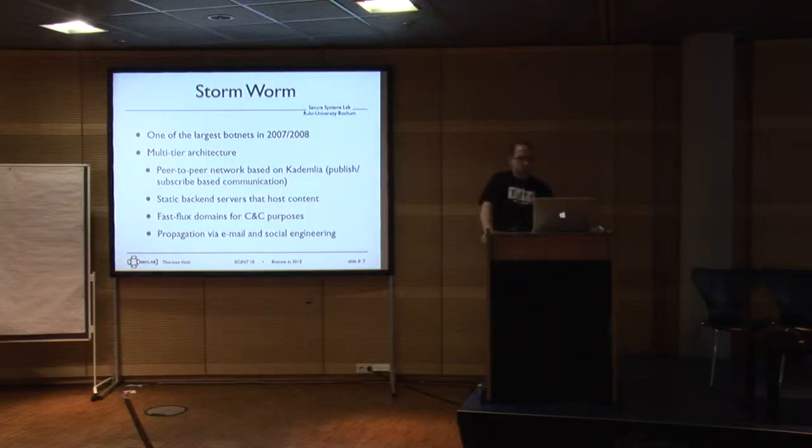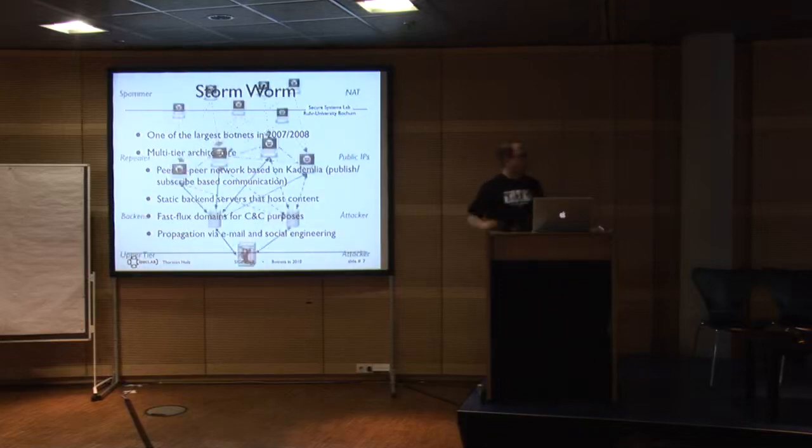The basic mechanism is that they use some kind of publish-subscribe based communication. So the attacker publishes the command at a specific key within the distributed hash table, and then the individual bots search for this key, and from there they retrieve the current command. They also had some static backend servers, then some fast flux domains, and propagation via email and social engineering, which I'll explain in the next couple of slides.